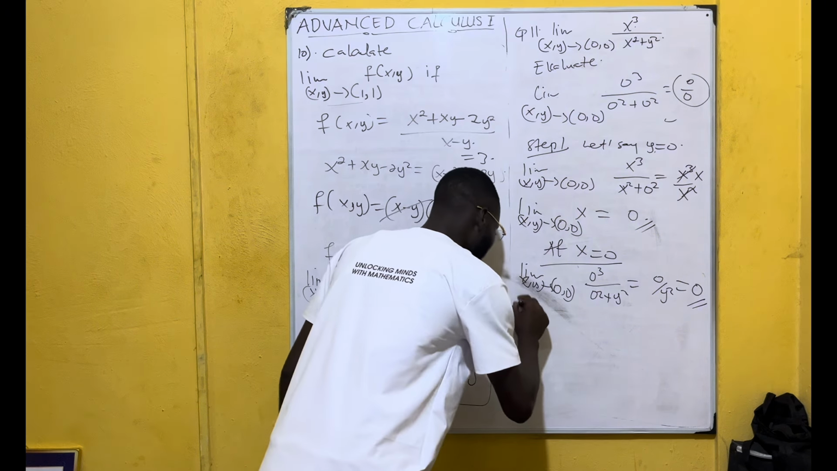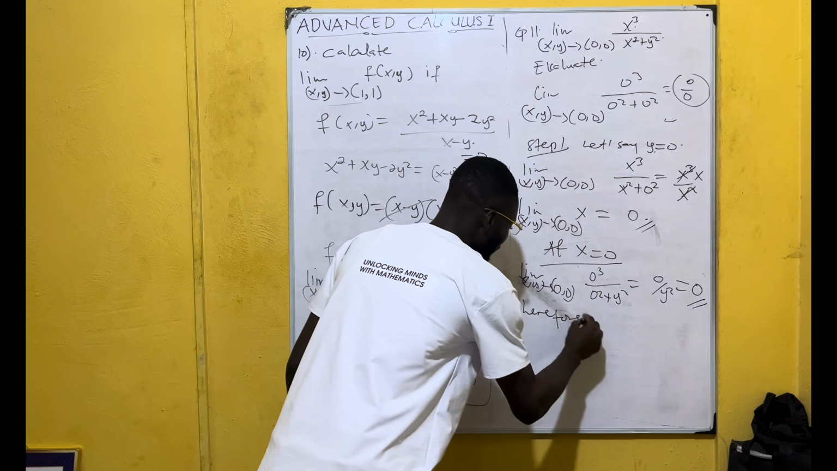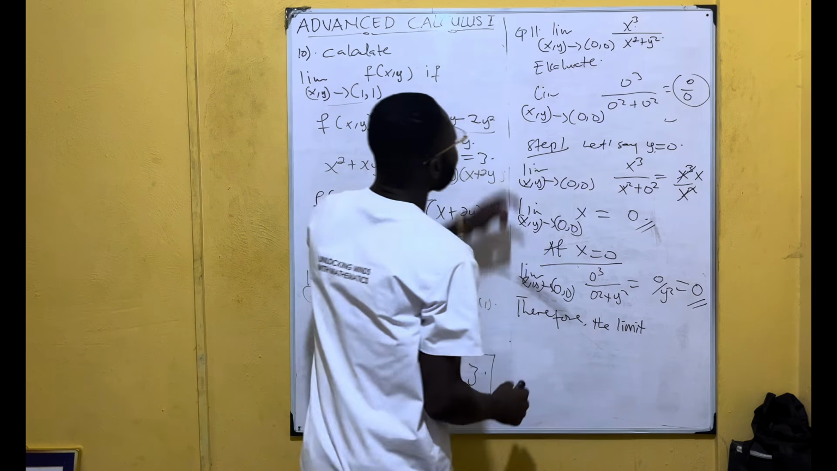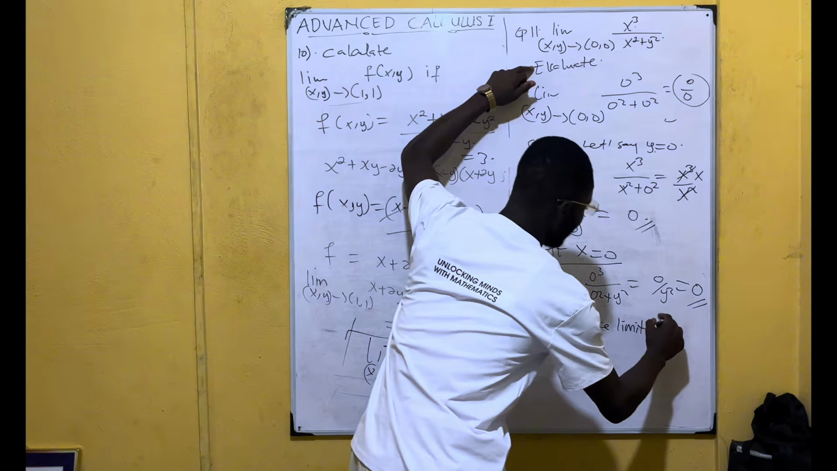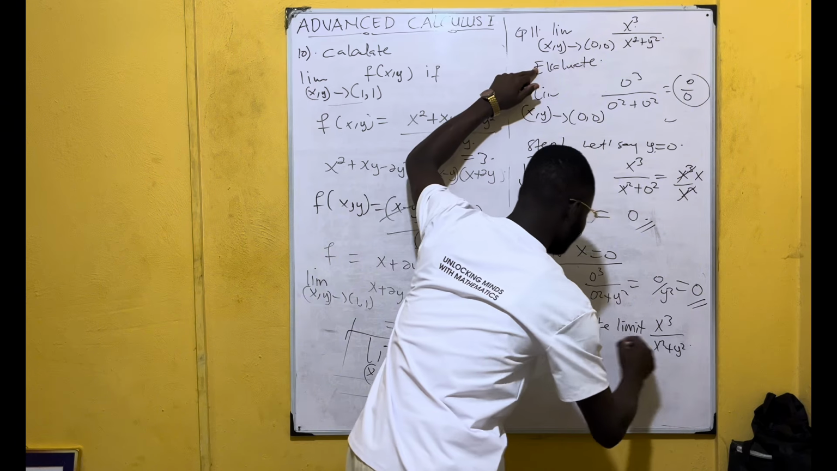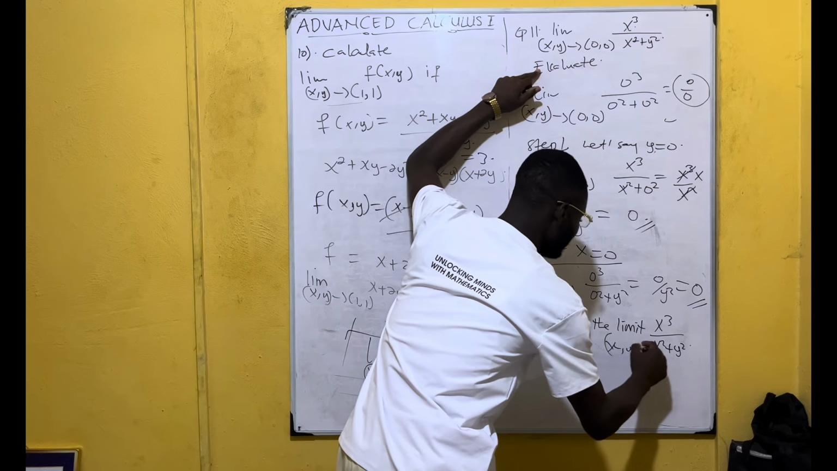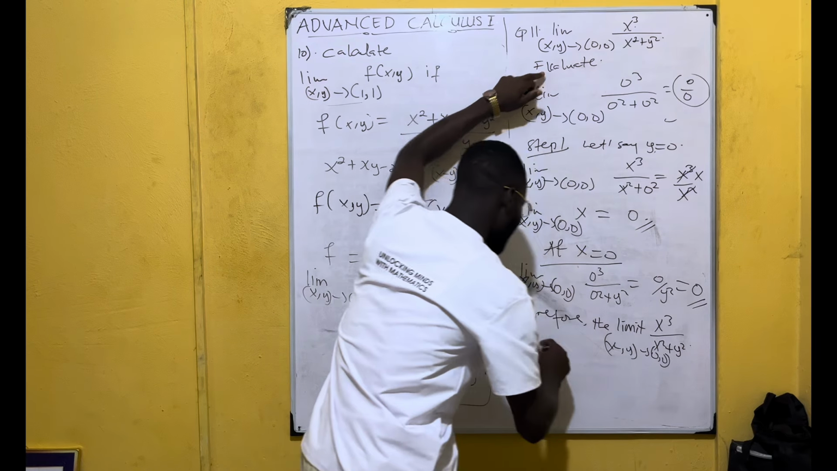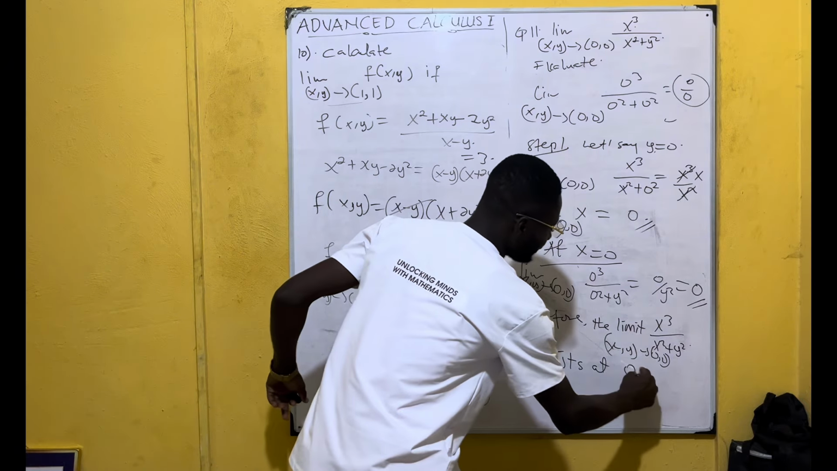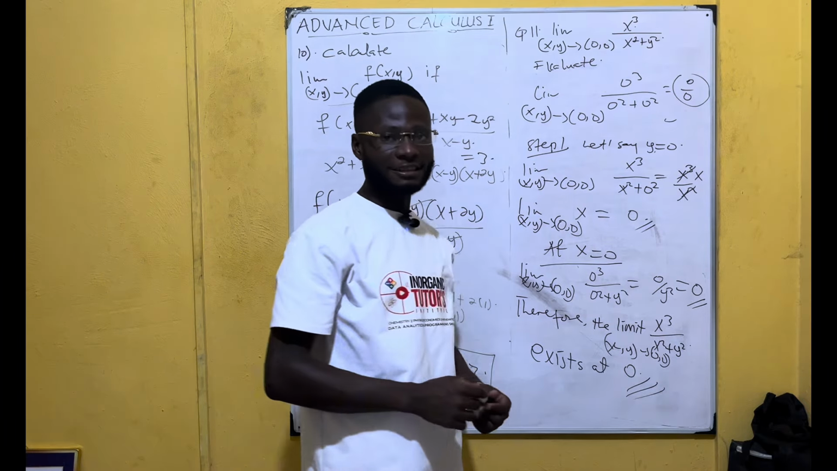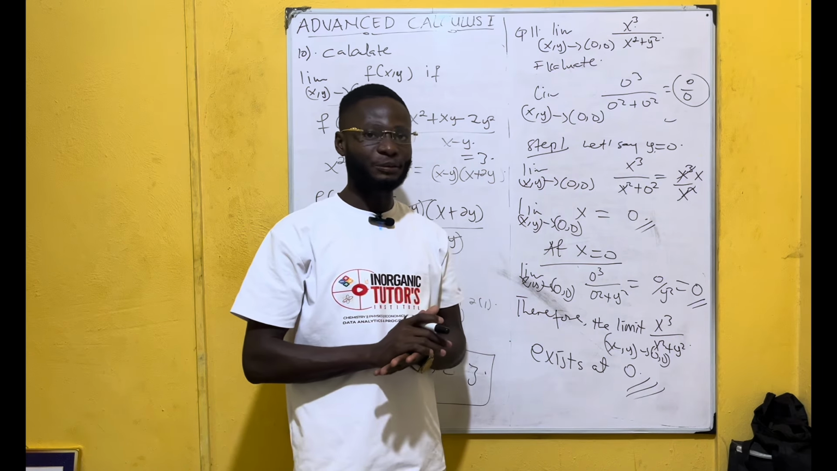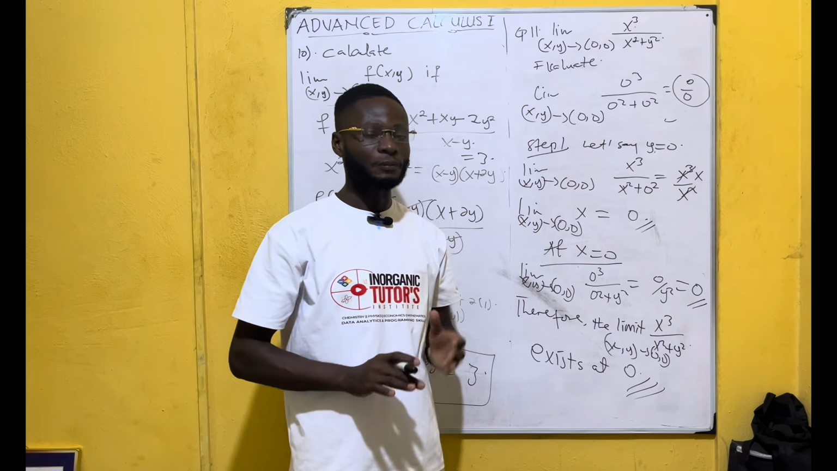So therefore the limit, that is x cubed over x squared plus y squared as (x, y) approaches 0, 0, exists at 0. That is so brilliant, right? Now you understand the different path approach very well.